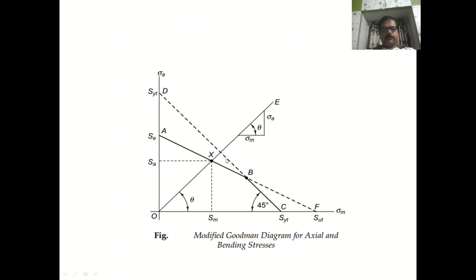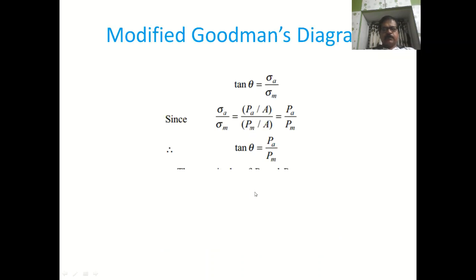You can see here the line passing through O, making an angle theta, and AF connecting the endurance limit is intersecting CD at point B. With tan theta we get sigma A by sigma M, where sigma A is the amplitude or variable stress and sigma M is the mean stress. Stress is load by area, and when we cancel the areas it is the variable or amplitude load divided by the mean load. So tan theta is the amplitude load by the mean load.